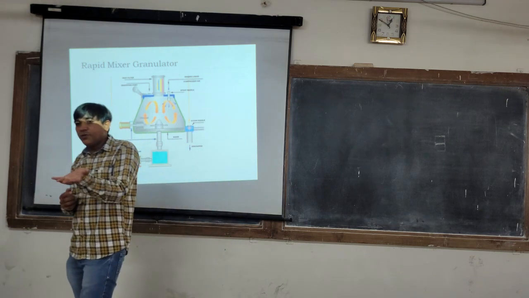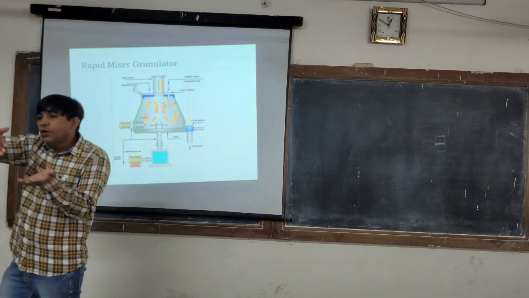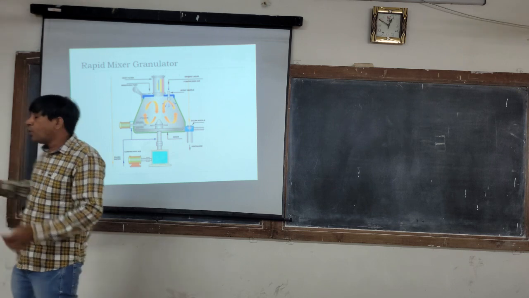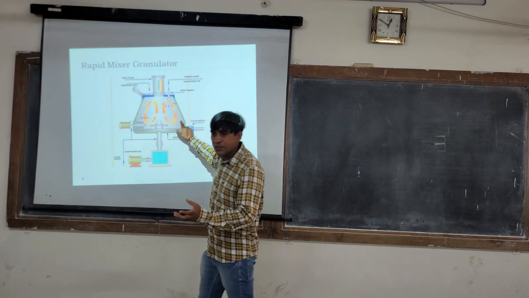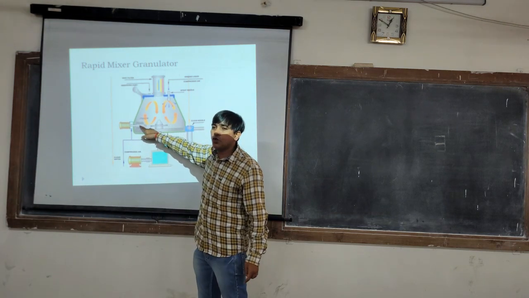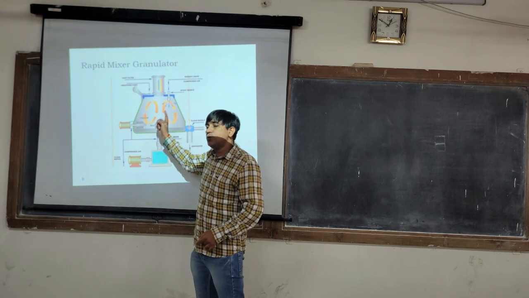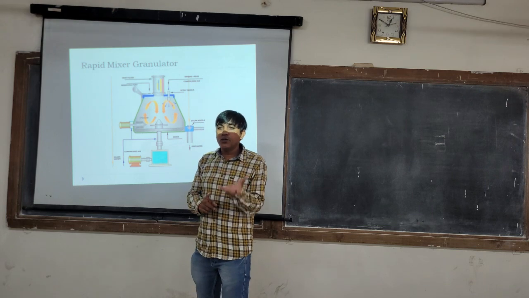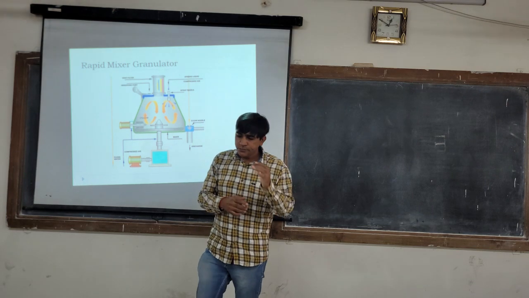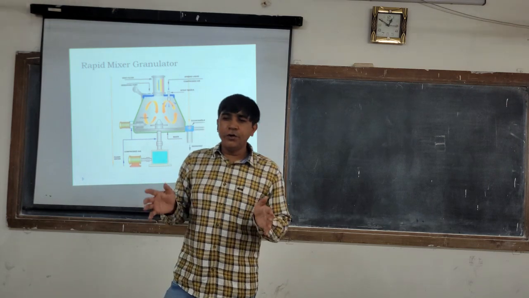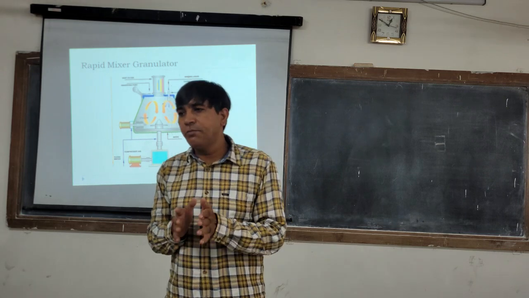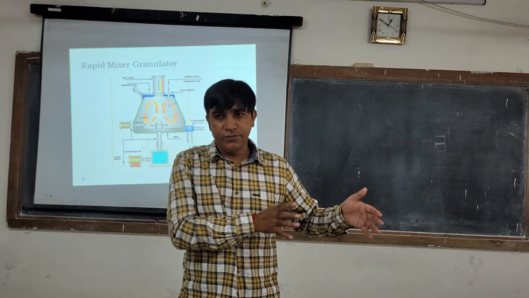As it experiences more centrifugal force, it will be thrown towards the corners or sides of the vessel, and they will come in contact with the chopper blade. So the chopper blade will break it. This continues till we attain granules of a proper size. Now, the end point of any granulation process is normally measured by the energy consumption.